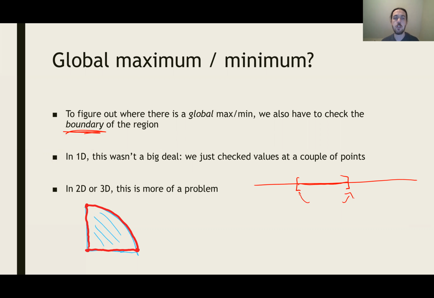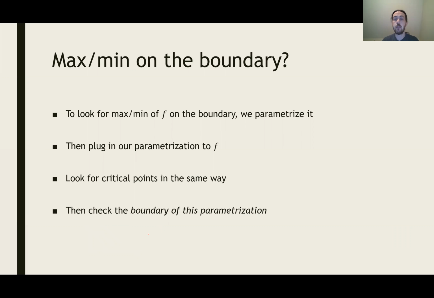It's 0-dimensional. But the boundary of a 2-dimensional region, like we see in the lower left here, is a whole one-dimensional region by itself. And so if we want to look for maxima and minima on the boundary, we then have to check a one-dimensional region. And so here's the general procedure for finding the maximum or minimum on the boundary. So to look for the max or min on the boundary, we kind of have to parameterize the boundary.